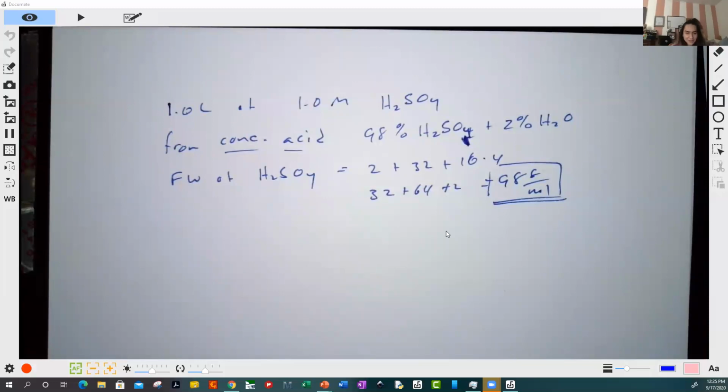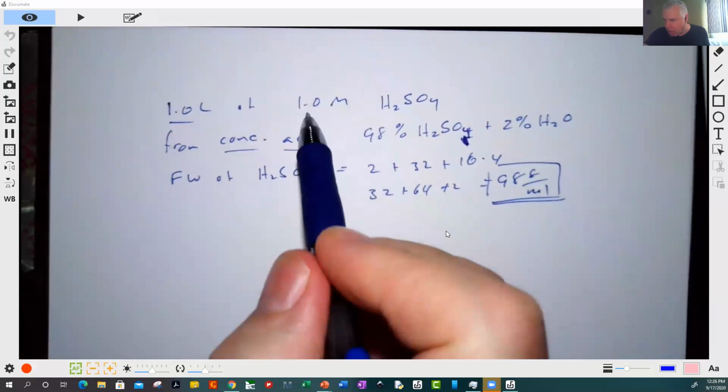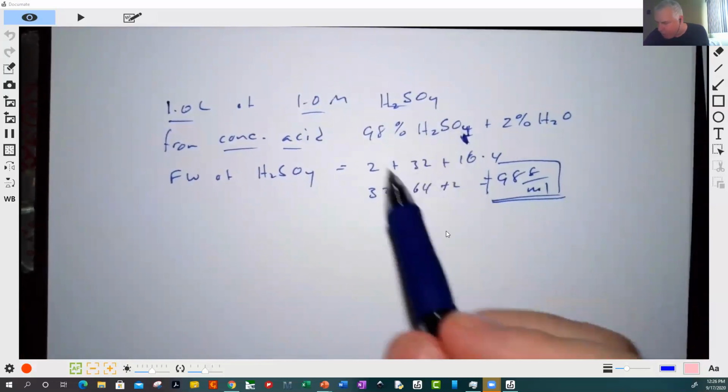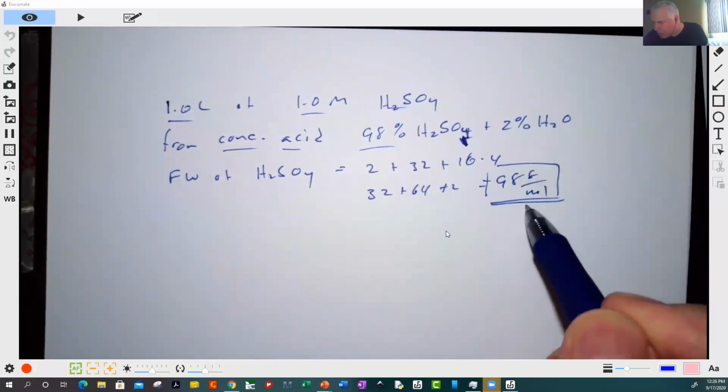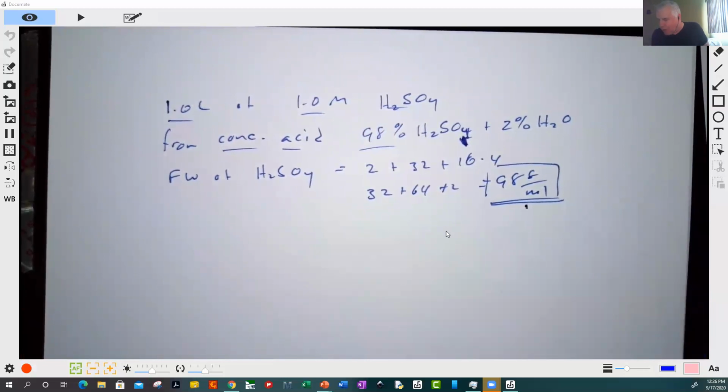So what are we finding? We want to make 1 liter of 1 molar sulfuric from concentrated sulfuric, which is 98% and 98 grams per mole. Oh, that's weird, huh? But that's how it comes. It comes as 98% and as 98 grams per mole. Oh, right, because it's 1 liter.